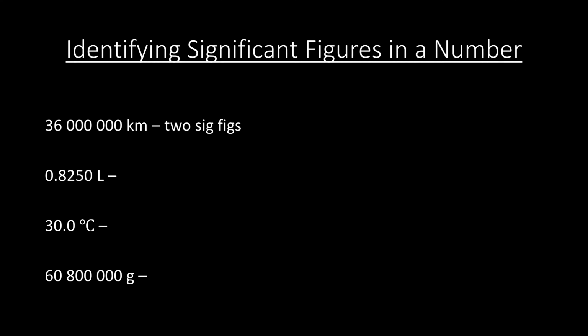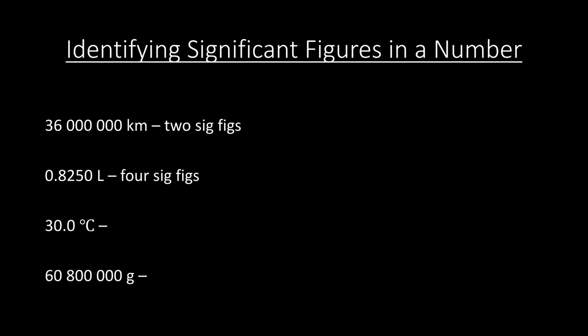In the second number, the 8, 2, and 5 are significant. The 0 to the left of the 8 is not significant, because zeros to the left of non-zero numbers are never significant. And then there's a 0 to the right of the 5. In order to know whether that's significant, we have to ask ourselves, is there a decimal place in the number? And there is. So the 0 to the right of the 5 is significant. So the 8, 2, 5, and 0 to the right of the 5 are all significant. The whole number has 4 significant figures.